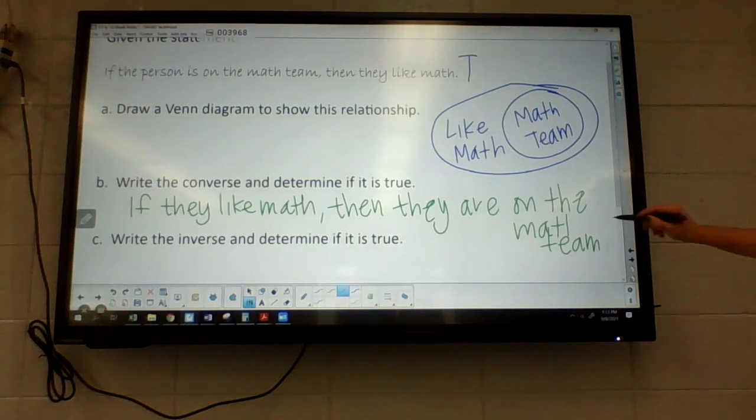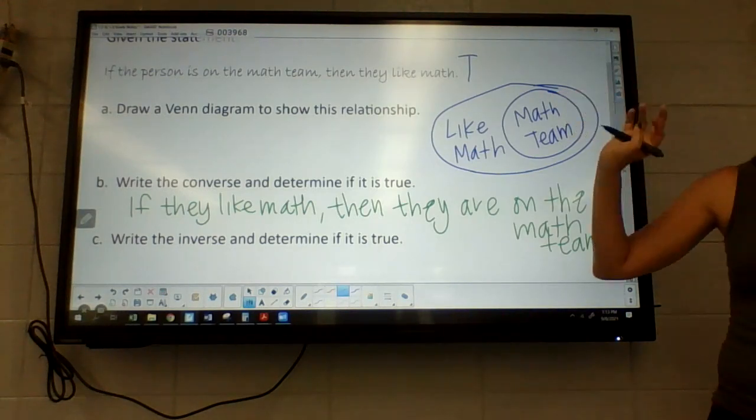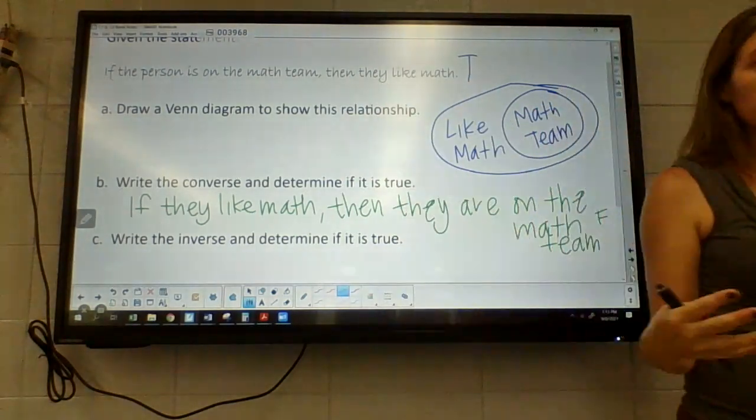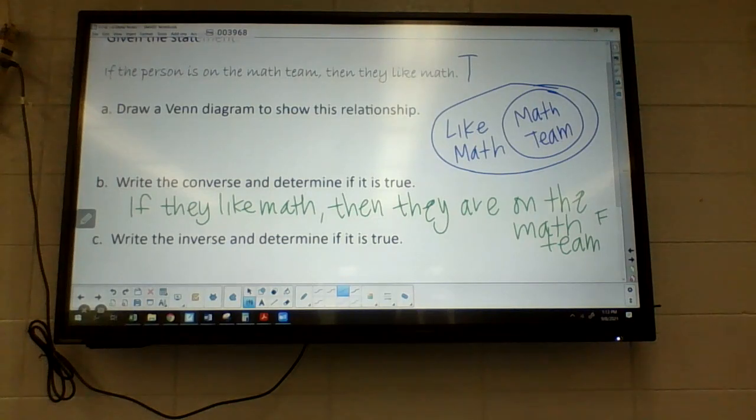Okay, so is there a possibility that there is someone in this building who likes math who is not on the math team? Yes, that is totally possible. Maybe they have a conflict. So if they like math, it doesn't mean you have to be on the math team. So this could be a false statement. We can find someone in the building who's not on the math team, but they like math. So that's false. So again, the idea is remembering that these two are usually opposites of each other. If they're both true, then we can use that if and only if idea.